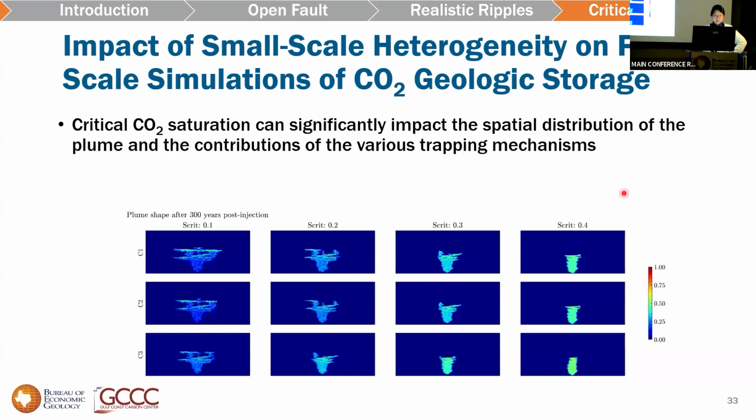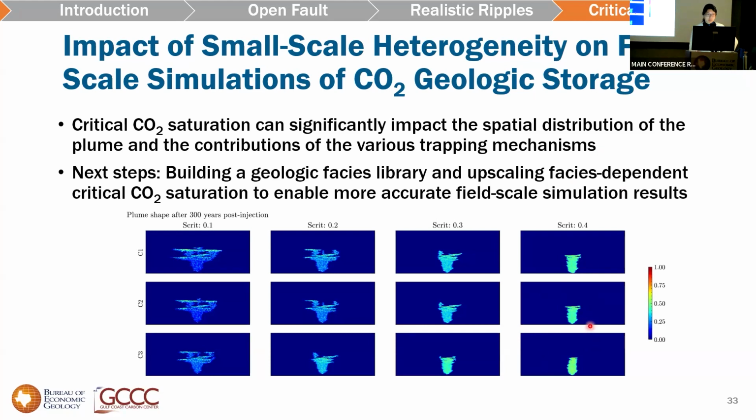Therefore, from this simulation study, we have concluded that critical CO2 saturation indeed is an important parameter. It can significantly impact both the spatial distribution of the plume and the contributions of the various trapping mechanisms. So our next step is to try to get to more accurate upscaling of this parameter.